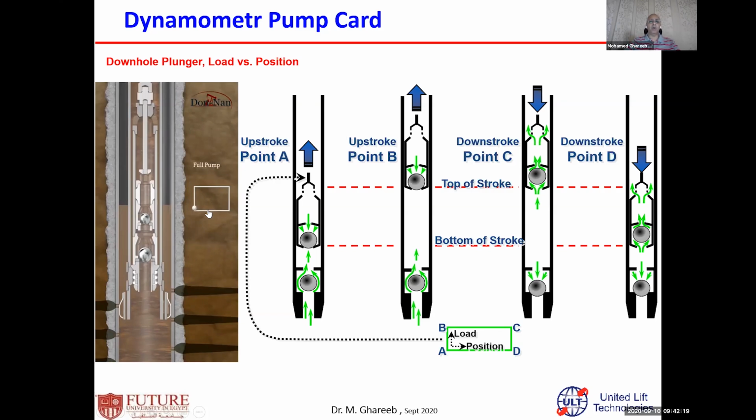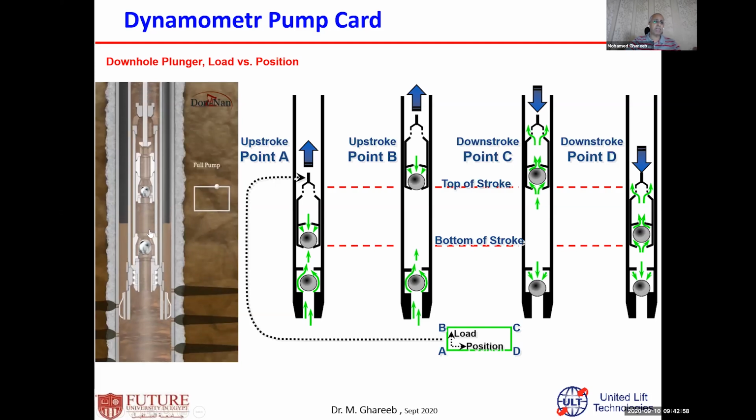What does a completely ideal pump-full card mean, and how does this dynamometer card develop? Remember, this is the standing valve, this is the traveling valve, and these are the plungers. While we are going up in the upstroke, the traveling valve is closed and the standing valve is open, and flow comes from the formation into the pump. While going down, the traveling valve is open, and all this flow is displaced to the top. Going up, the traveling valve displaces all this flow to the tubing. If you look at this point, these two valves are closed while the pump is closed.